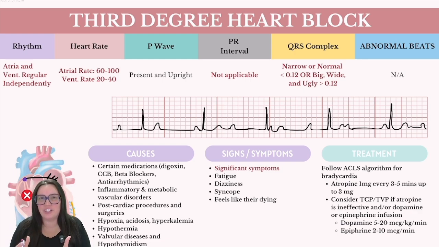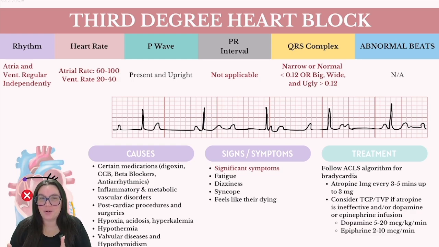There are a ton of different causes when it comes to third-degree heart blocks. There could be certain medications, like we talked about before with DIG, calcium channel blockers, beta blockers, and antiarrhythmics. Again, we can see inflammatory or metabolic vascular diseases, not very common, but it can happen with post-cardiac procedures and surgeries. There could be a hypoxia, acidosis, or hyperkalemia situation taking place, so we definitely want to make sure we're checking our H's and our T's. And then lastly, there could be a valvular disease or some kind of hypothyroidism that has been left untreated that could ultimately lead to this kind of rhythm.